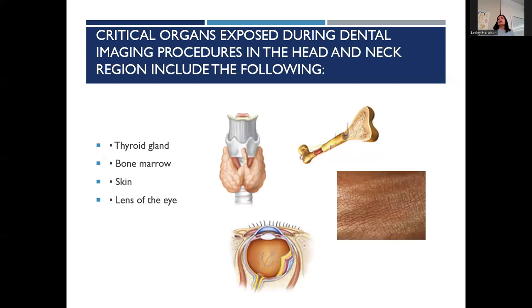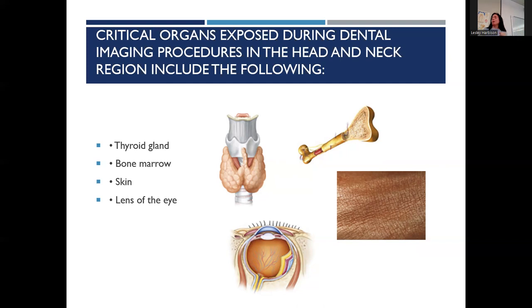Critical organs exposed during dental imaging procedures in the head and neck region include the following. These aren't necessarily the most radiosensitive, but they are ones that are all in the area that we radiate, so we just want to be aware of this. The thyroid gland, bone marrow.